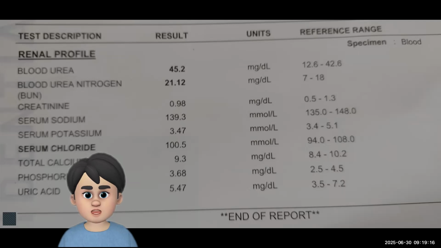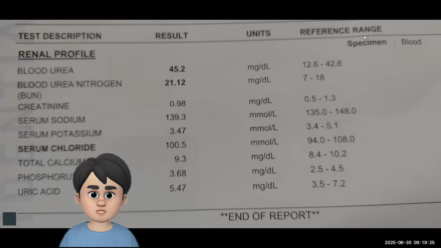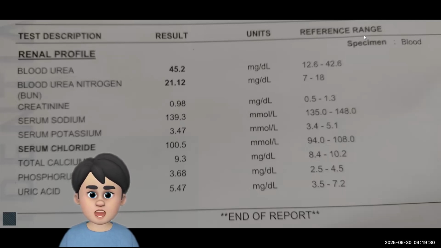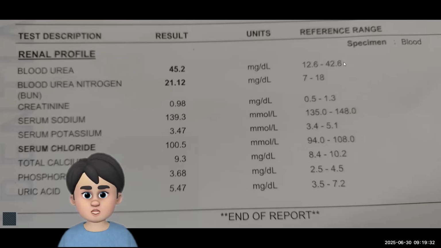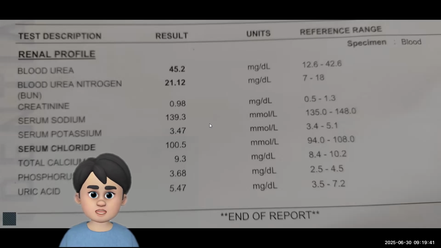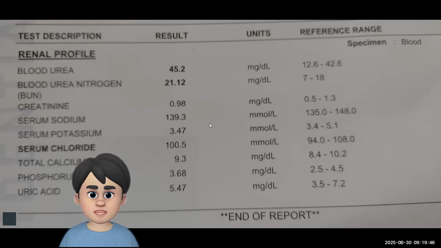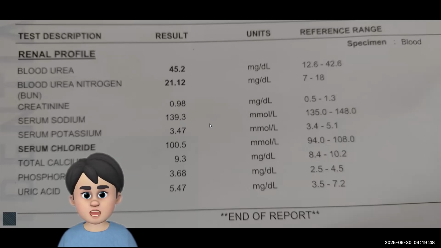Now look at the first component, blood urea. Blood urea in this patient is 45.2, which is elevated. The upper limit is 42.6, and blood urea nitrogen is also 21.12. You can see other than these two parameters, the others, creatinine, serum sodium, serum potassium, serum chloride, total calcium, phosphorus, uric acid, all are normal. So the first impression is that this is not a serious condition.